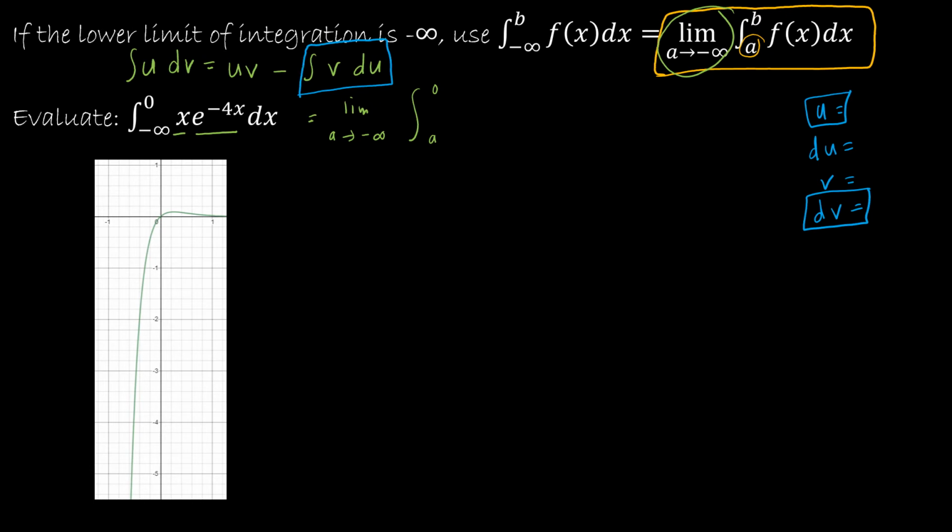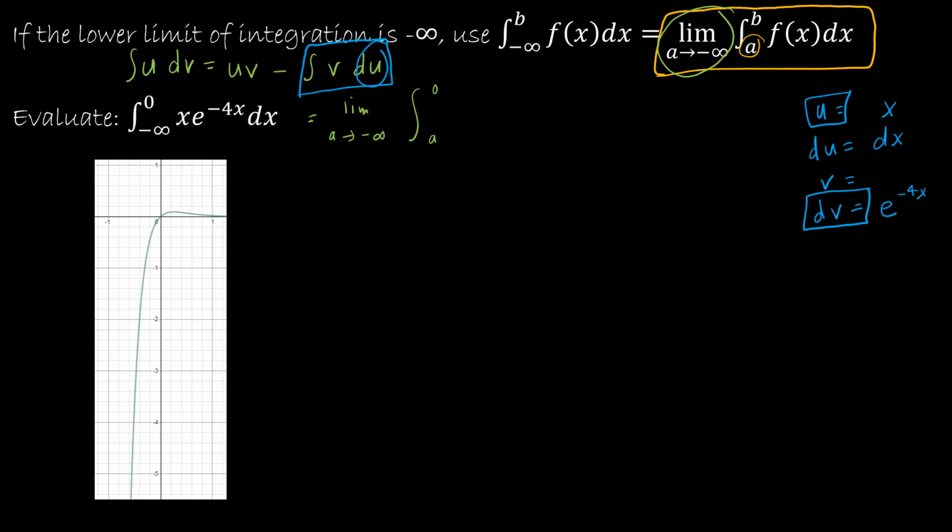So if I choose, and remember my two values in the product are x and e to the negative 4x, if I were to choose x to be u, then du is just dx. And that makes me really happy, because then I don't have any crazy product happening where I have to use integration by parts twice. So that's the way I'm going to choose it, and then e to the negative 4x will go here.